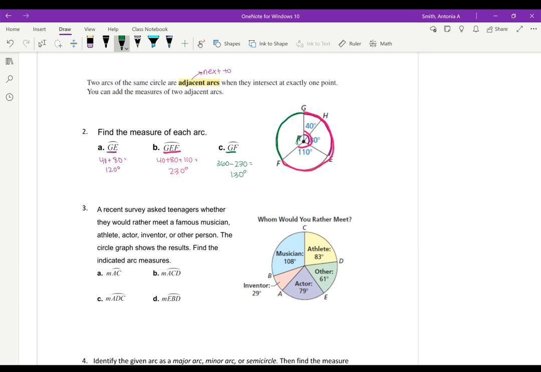And we can go through and list them as major or minor or semicircles based on how big they are. So if you want to do that practice, go ahead and label those as either major or minor arcs.